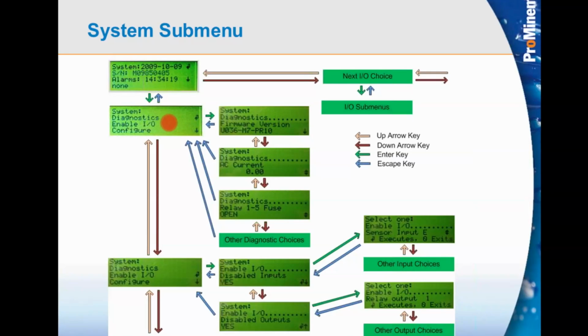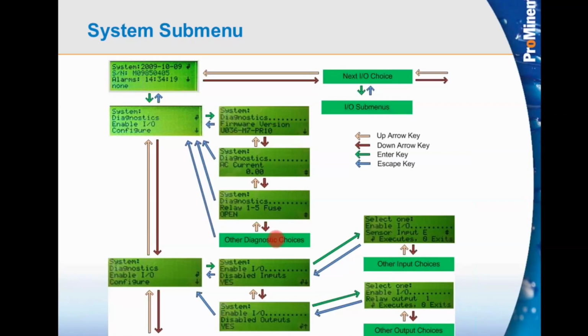If we were to move the cursor down one step, then it would be in front of Enable I/O. Now, if we press the enter key, we're in the Enable I/O submenu, and we can start turning on disabled inputs, or we could go down and turn on disabled outputs. Again, if you press enter, then you'll get to see the inputs that are currently disabled, and so on and so forth.